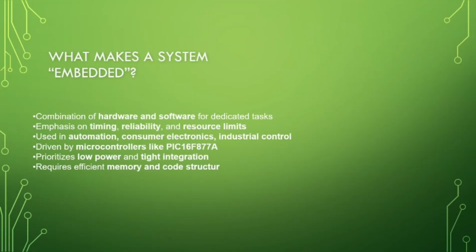What makes a system embedded? What is the primary question when we are doing the internship? What is an embedded system? A combination of hardware and software for a dedicated task is called an embedded system. Emphasis on timing, reliability, and resource limits. Used in automation, consumer electronics, and industrial control. Driven by microcontrollers like PIC16F877A. Prioritizes low power and tight integration. Requires efficient memory and code structure.